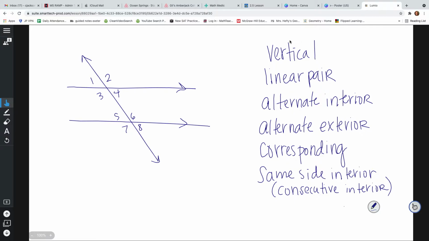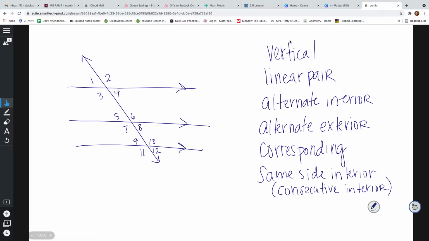If they're interior, they have to be between the two lines, but same side means they're on the same side of the transversal. Like what? 3 and 4. 3 and 5. Okay, or 4 and 6. Now, this is easy, cheesy, lemon squeezy, but what happens when we add another line? And we now have 9, 10, 11, 12. Bad business. So if I say to you, what kind of angles are 3 and 11?